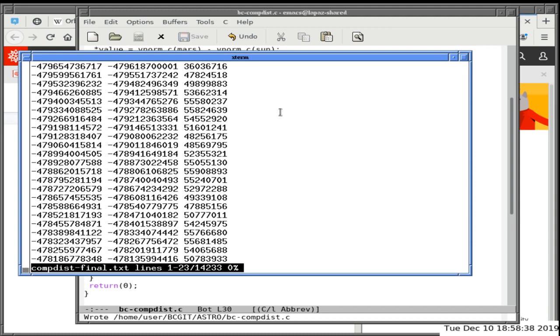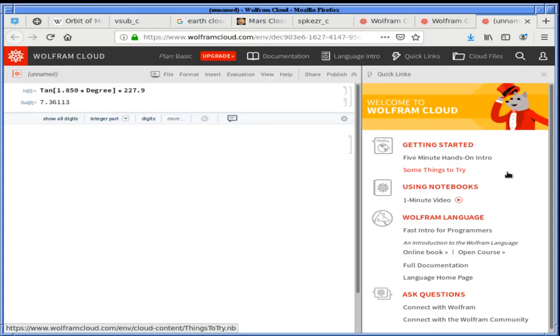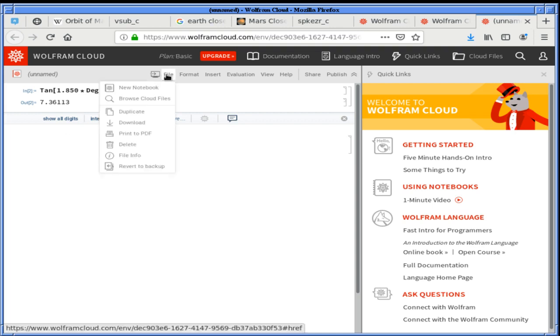But the whole cool thing I want to do with this, and it'll probably fail so badly that I will cry like a little girl, and I've been practicing, is get this file into Fake Mathematica so we can do some analysis with it, so we can look at how these times vary, all this good stuff that I could do normally with Mathematica on my main machine. Hopefully we can do it here. So let me see if I can: file, new notebook, browse cloud files, download, print to PDF, duplicate, everything except upload, huh? Let's see.